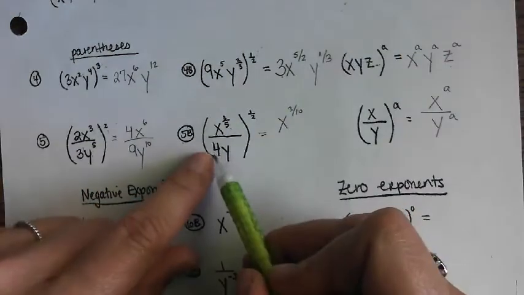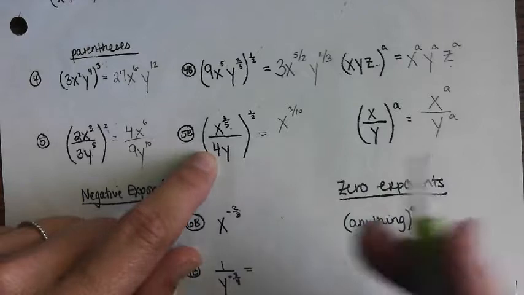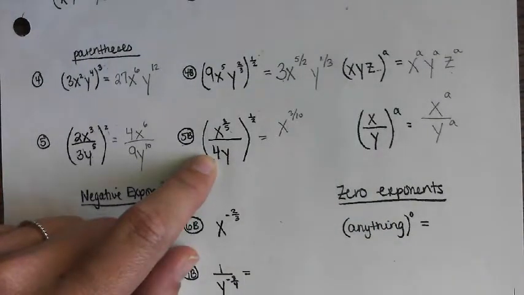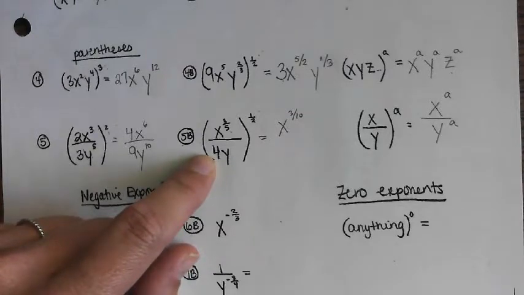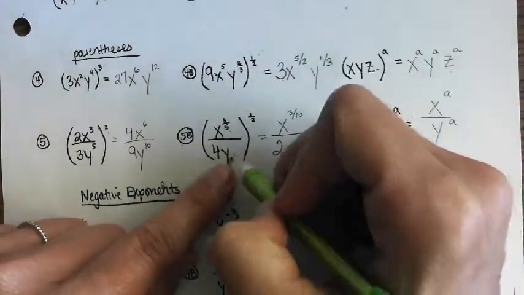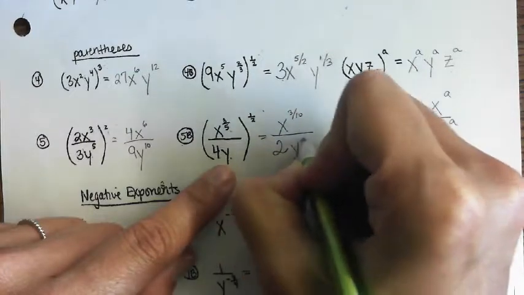And on our denominator, 4 to the 1/2 power. Get your calculator out for that. Mike, what should that be? Where's Mike? Who's Mike? 2. Very good. And then y to the 1/2 is just y to the 1/2.